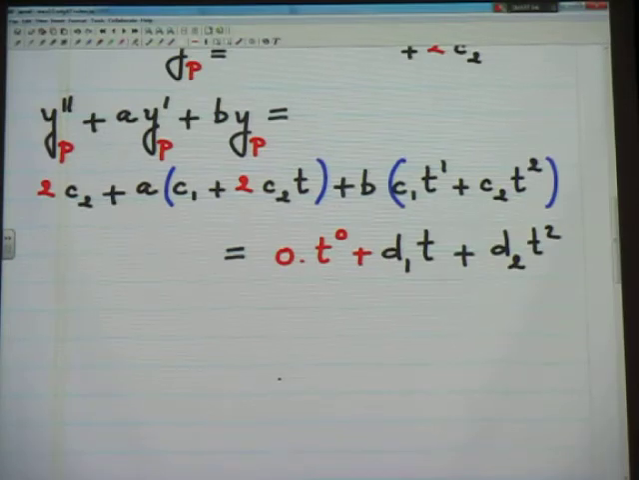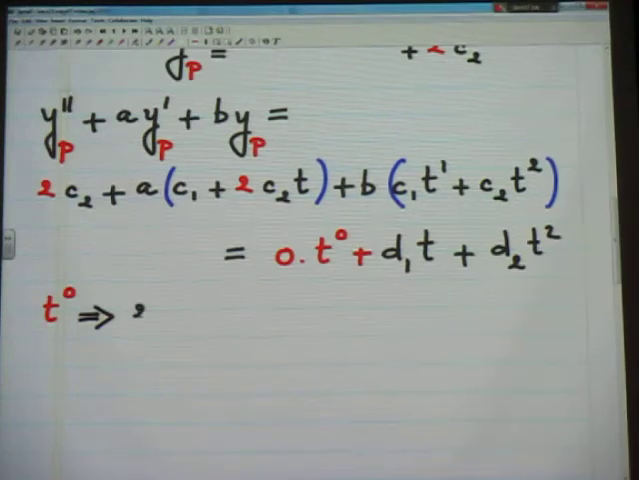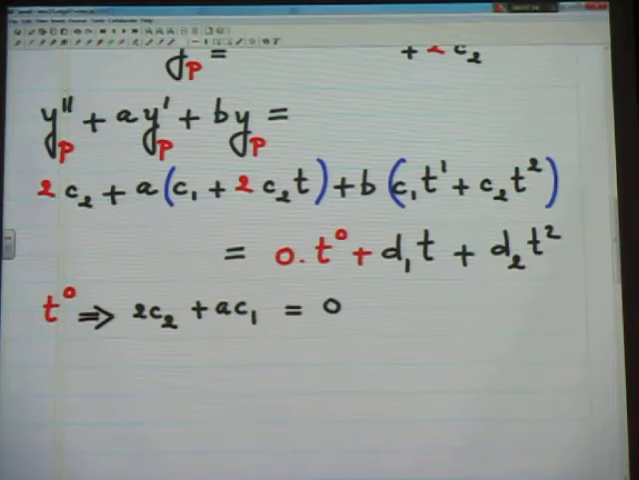All right. So now it's just a matter of equating terms with like powers, right? So for the term with t to the power 0, you would see that on the left hand side you would have 2c2, right? And then plus ac1. Okay, these are the 2 terms, and on the right hand side would be 0.